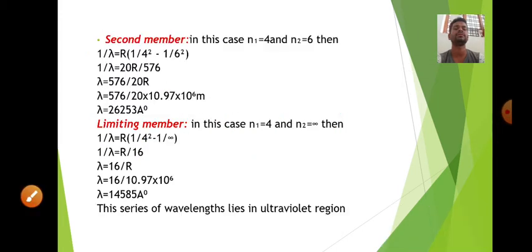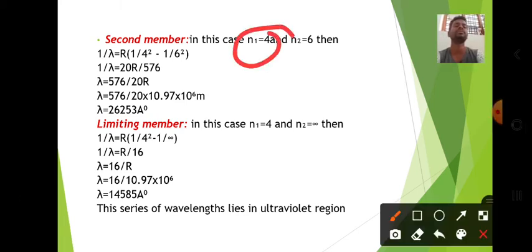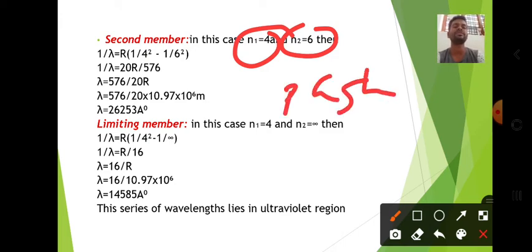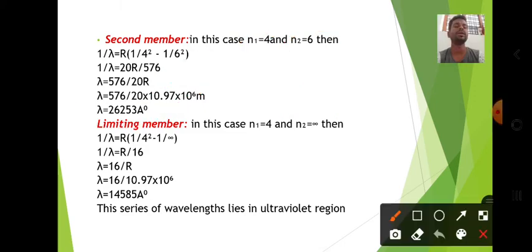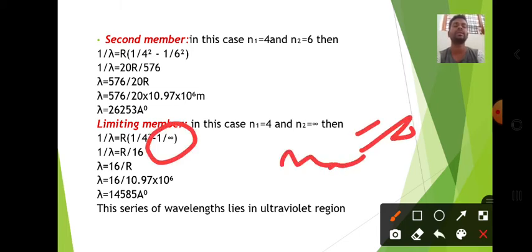Alright. And the next, second member. For the second member, n1 is fixed, but the n2 value changes. In the previous first member it is how much? 5. In the second member it is 6. This is for the Brackett series only, right? And substitute these values in the given equation. So see the wavelength value gradually increasing. Okay. And next, if you substitute the n2 value as infinity, then what happens? That is called the limiting member. So then the wavelength value is this one.